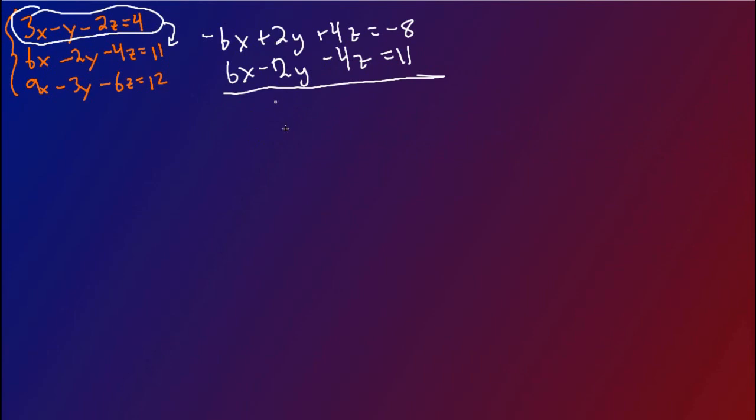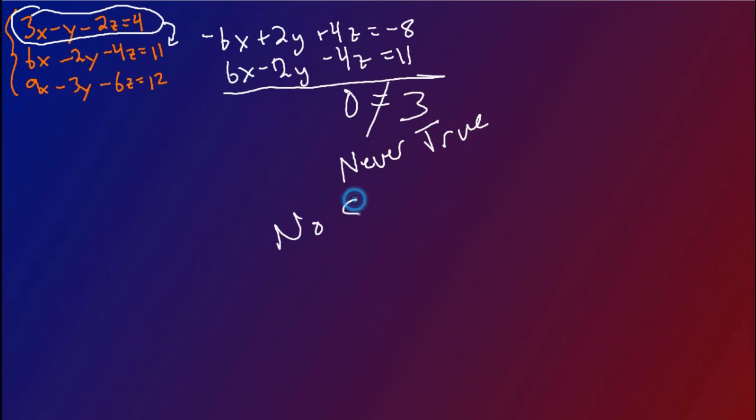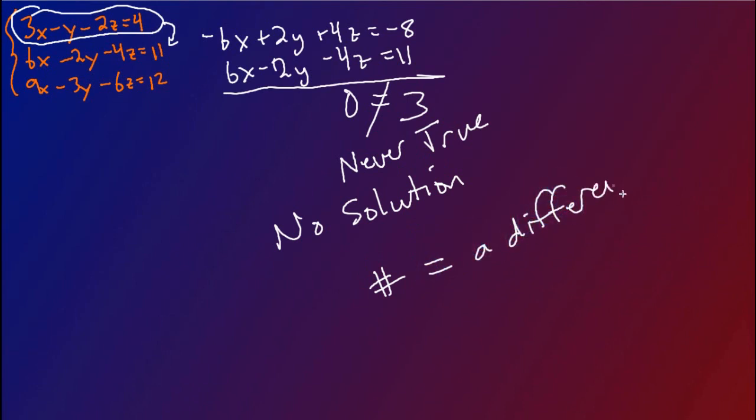And 0, 0, 0, and 3. Now this is, of course, never true, right? So I can stop at this point and say, well, you know, that's no solution. That's not possible. And that's going to happen whenever we get a number equals a different number. We get no solution. So what's essentially happened is we have graphed these in 3 dimensions, and I'm just going to try to sketch this out real quick.